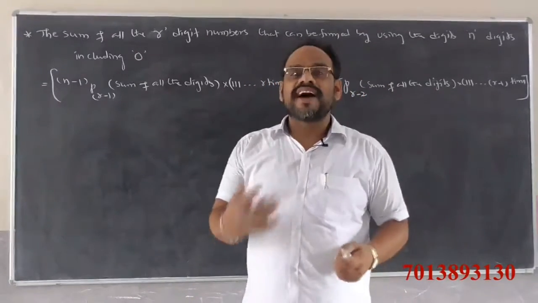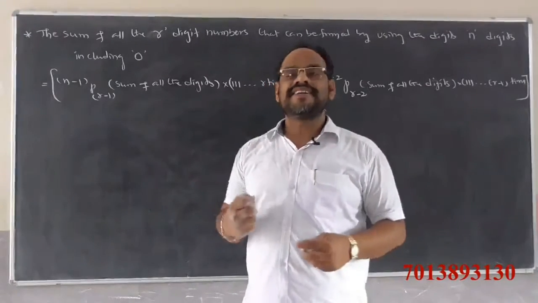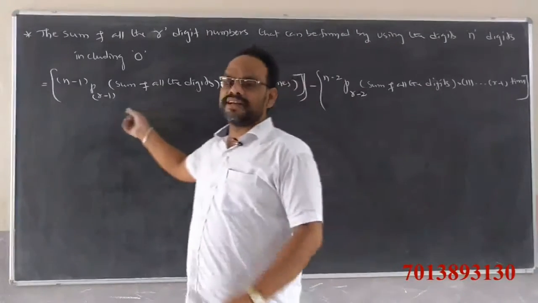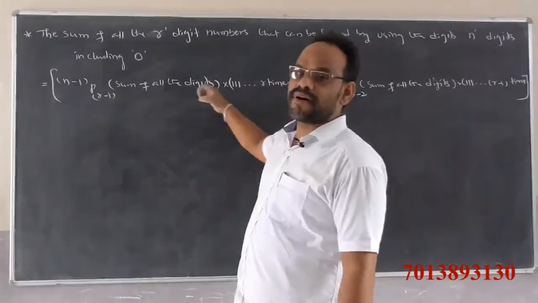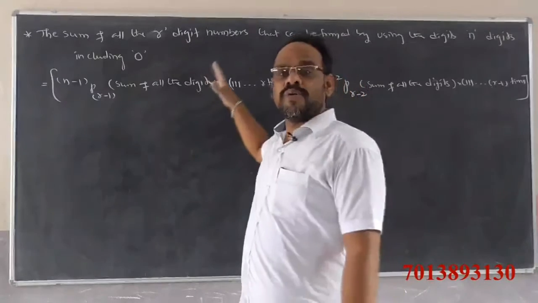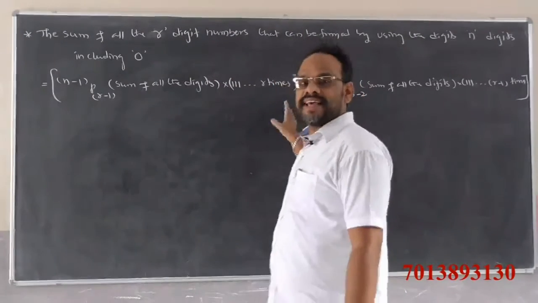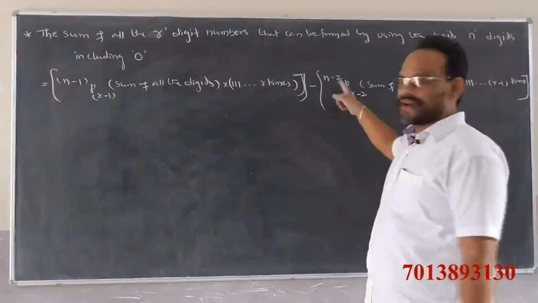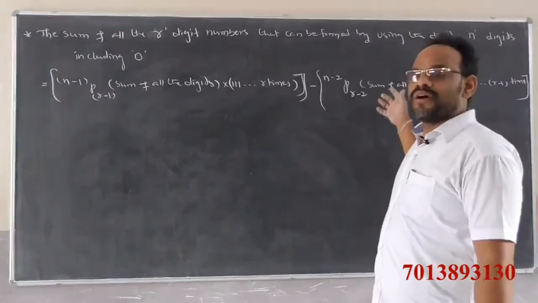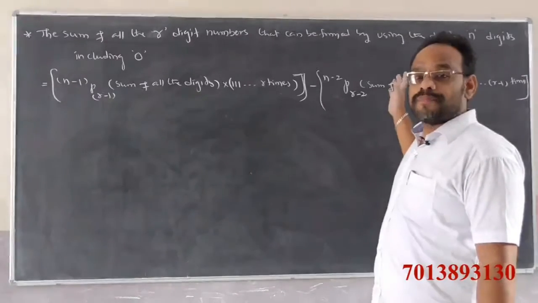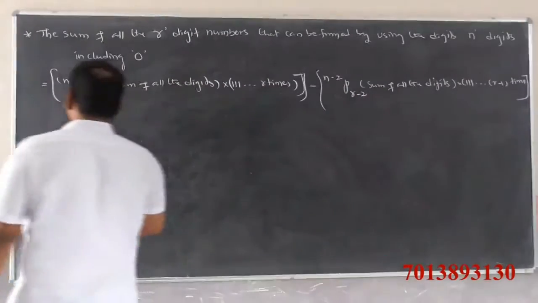If 0 is included, how do we calculate the sum of all the r-digit numbers? We have a formula: (n−1)P(r−1) into the sum of all the given n digits into 1 into 1 into 1 up to r times, minus (n−2)P(r−2) into the sum of all the digits into 1 into 1 up to (r−1) times. Let us discuss one example here.